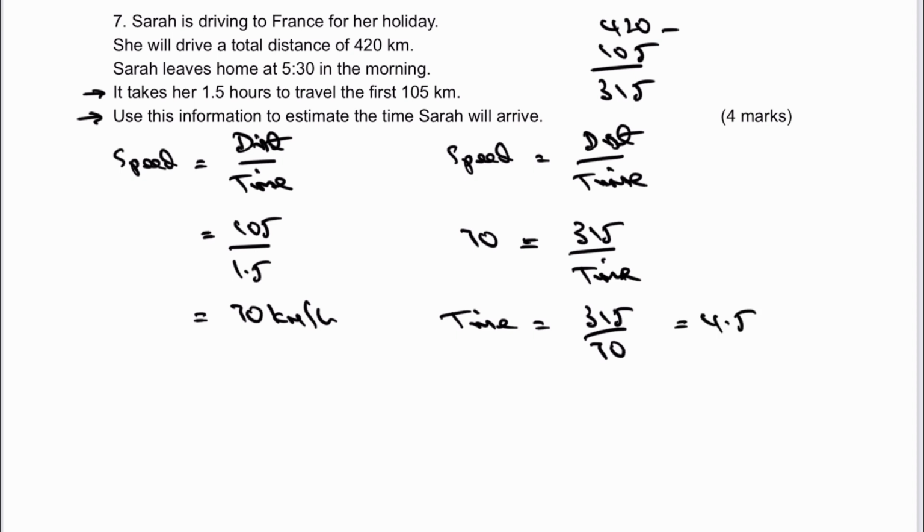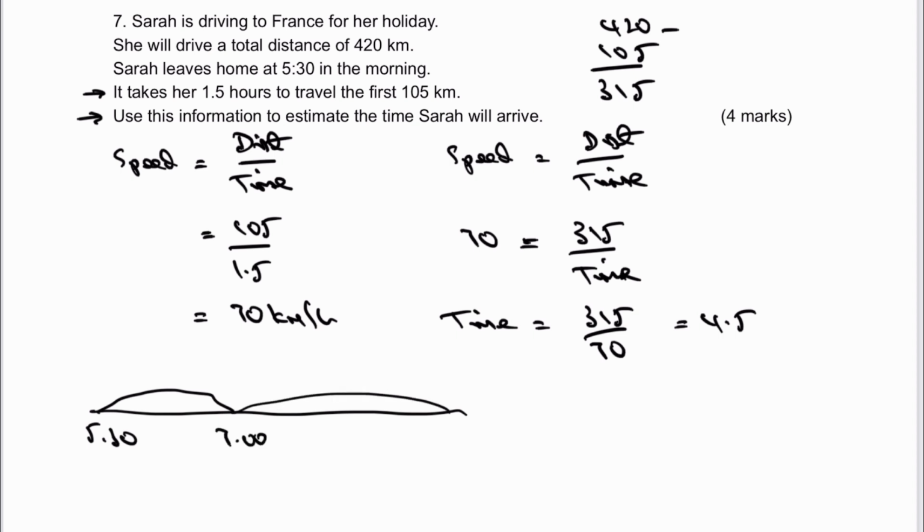So in other words, it's going to take her from 7 o'clock in the morning, which is the 1.5 hours. So let's just have a look at her timeline. So her timeline is she left home at 5:30. It took her 1.5 hours, so that's going to be 7 o'clock. Okay, and then it took her a further 4.5 hours. So if we add 4 hours, that's going to take her to 11 o'clock, and then another 0.5, or if you like 30 minutes.